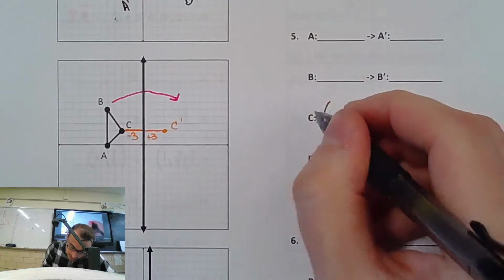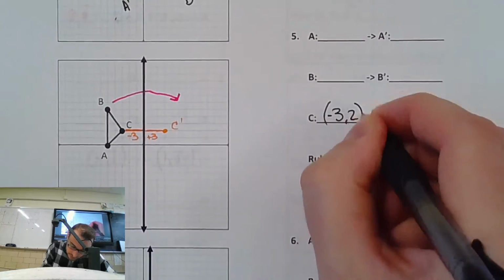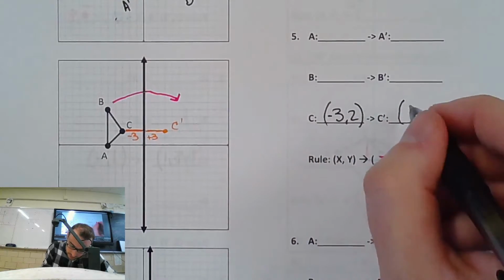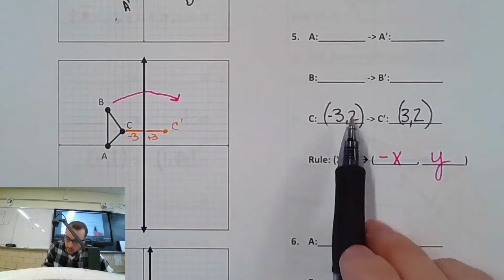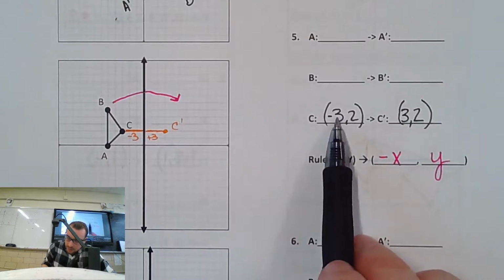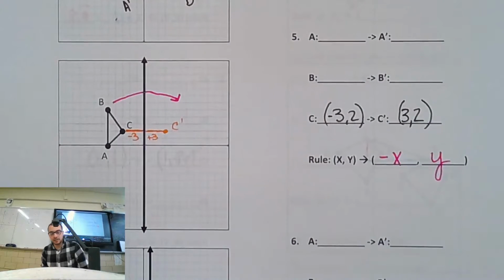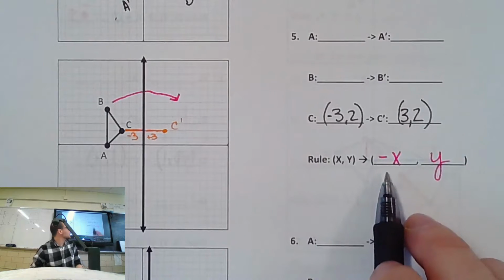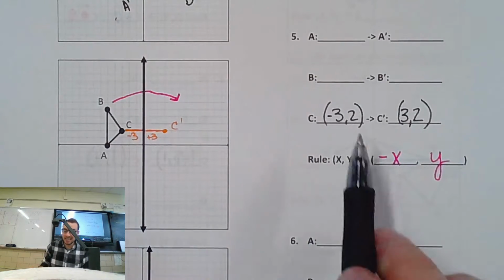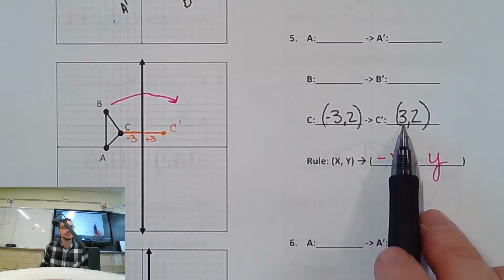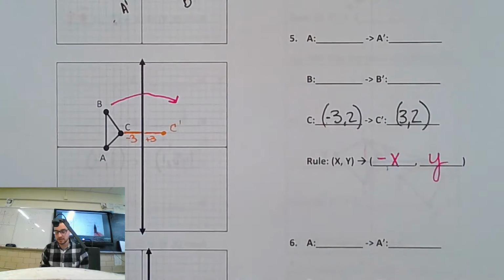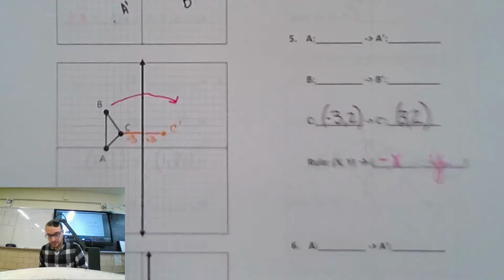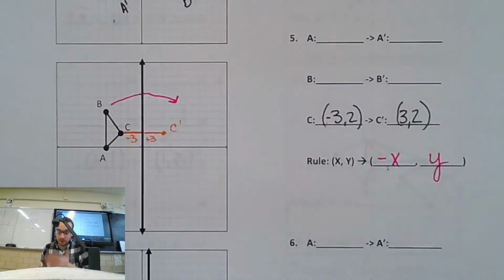C's coordinates are negative 3, positive 2. And C's prime coordinates are 3, 2. So Y stayed the same, and the negative 3 became a positive 3. So X's sign changed. Remember, when we negate something, it doesn't mean make it negative. It means change the sign, right? Negative 3 negated is positive 3, right? Negative times a negative is what's going on there. That's positive. And that works for all your variables, or all your coordinates, I should say.